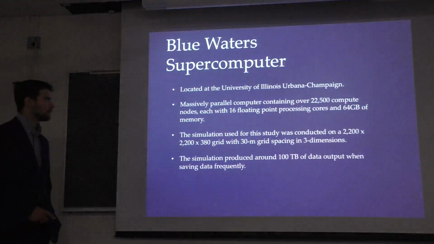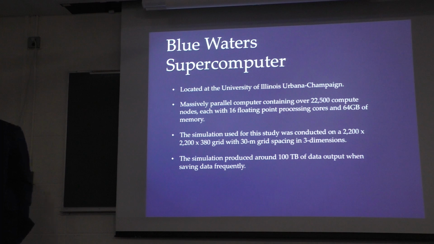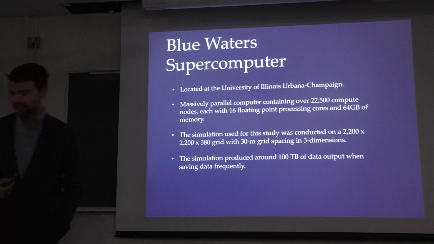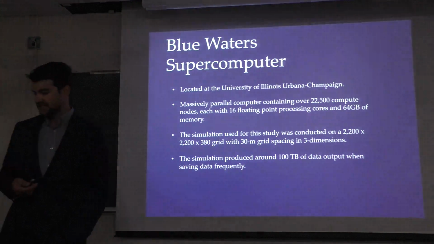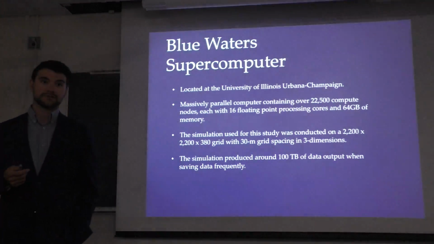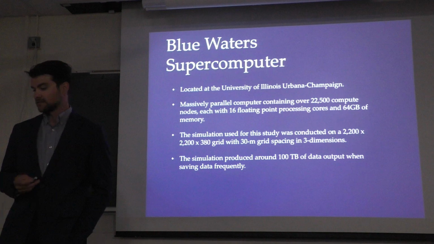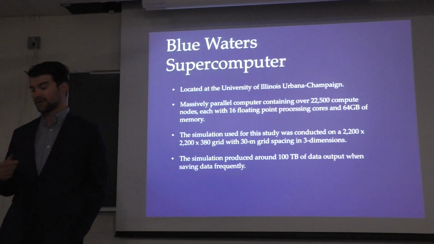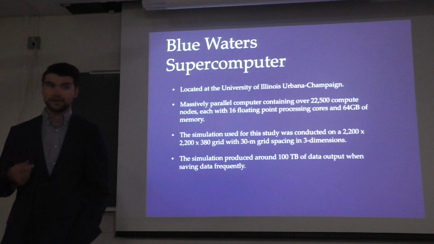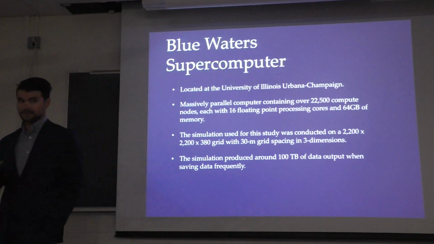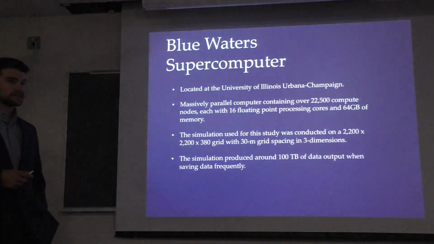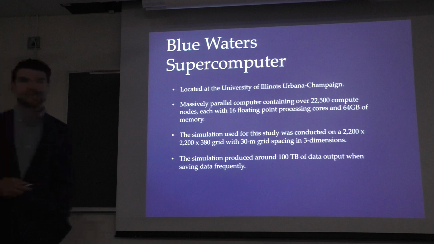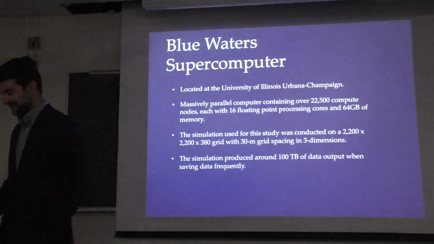So just some background on the simulation itself. It was run on the Blue Waters supercomputer, which is at the University of Illinois Urbana-Champaign. It's a massively parallel computer with over 22,500 compute nodes, each with 16 floating point processing cores and 64 gigabytes of RAM. The simulation was on a 2200 by 2200 by 380 grid with 30-meter grid spacing, in 3D. When you're saving data frequently on this grid at that resolution, you end up with about 100 terabytes. And if you think that's a lot of data, you should see some of the new simulations.